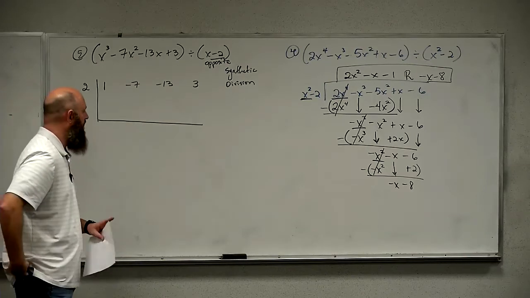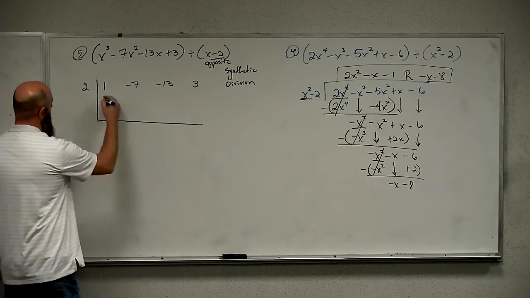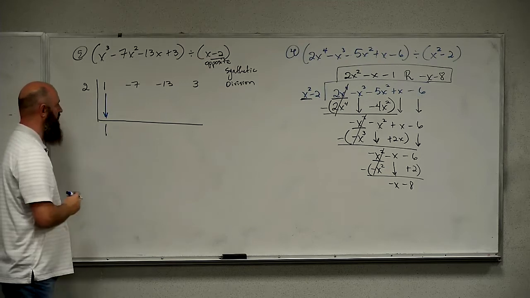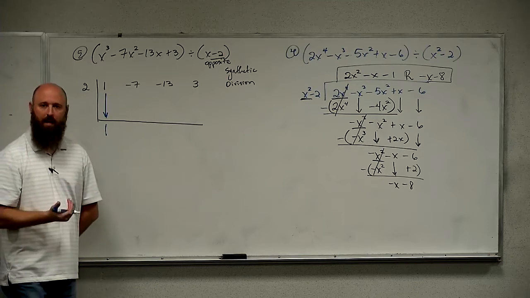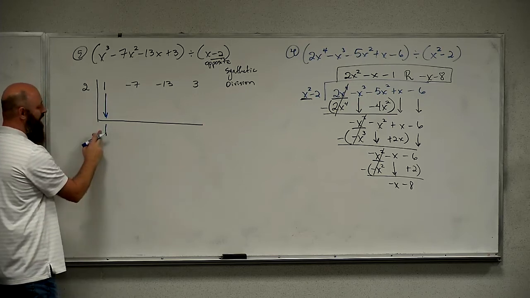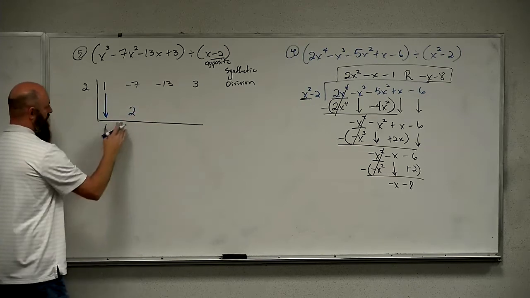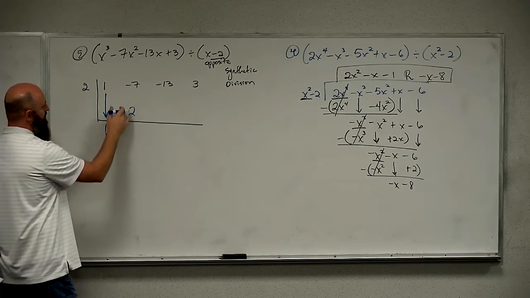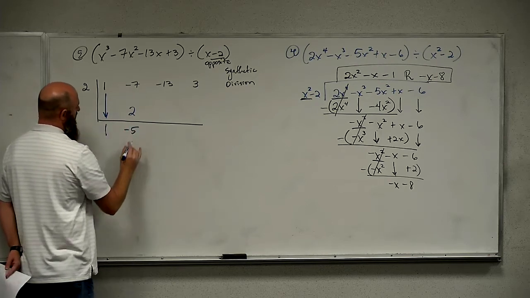All right, so now we need to start doing some math with this to figure out what's going on. So right down here, we're going to bring this number down. That's always going to happen. We're going to bring that number down every time. And from here on, we're going to multiply and add, multiply and add, multiply and add. So how are we going to do that? 2 times 1, multiply. 2 times 1 is 2. So that's where I'm putting my number next. Then we're going to add these. -7 plus 2 is -5.